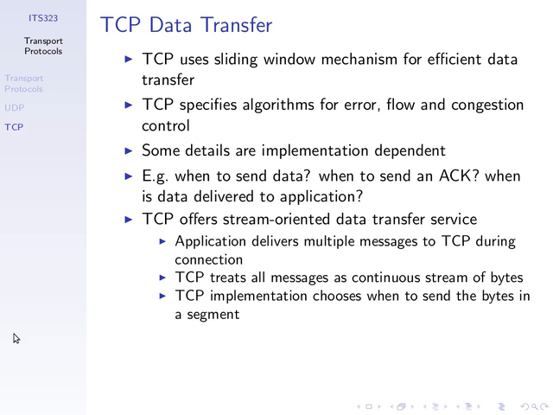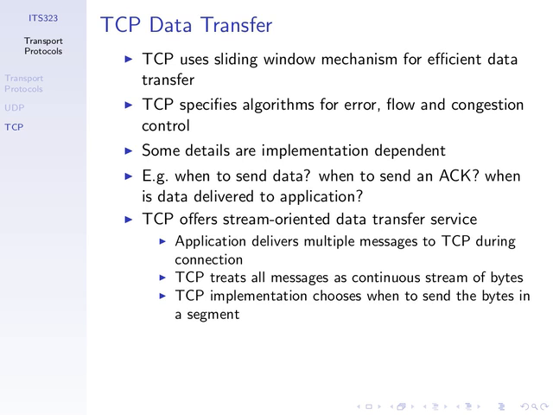TCP uses a sliding window mechanism. Same concept we've seen in other topics, where we can send multiple segments or multiple bytes before we have to wait for an ACK. TCP uses different algorithms for error control, so that is retransmission schemes, flow control to making sure that the source doesn't overflow the receiver, and congestion control, making sure the source doesn't overflow the routers along the path. We will see an example of the error control. The flow and congestion control we will not cover.